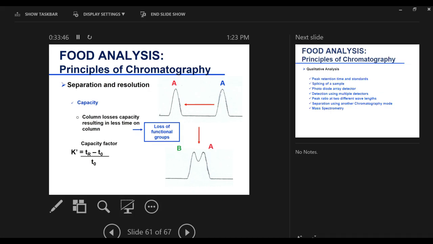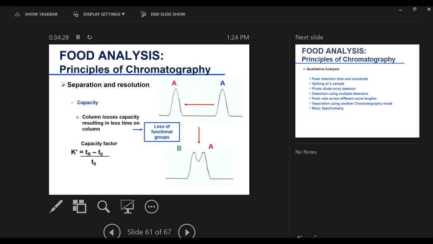Last is the capacity. This is the capacity factor, so it has to do with the retention time in comparison to the solvent front. So when you lose capacity, so you have lost some functional groups that stay on the column, so you have less capacity for your solutes to interact with the column, then they will elute sooner. So if they're eluting sooner, then this factor is going to be low, because the difference between the retention time and the solvent front will be lower.